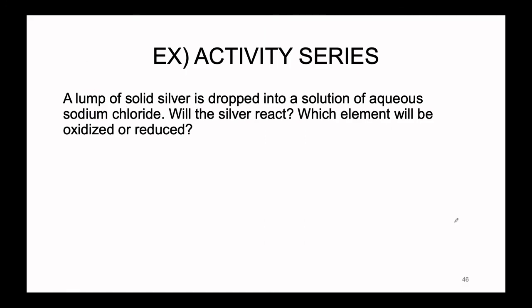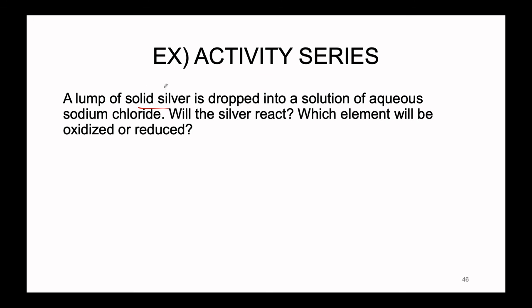All right, so here we have a pretty straightforward example problem. We're told that a lump of solid silver is being dropped into a solution of aqueous sodium chloride. Will the silver react? Which element will be oxidized or reduced if it does? So let's just write out a hypothetical chemical reaction to start, and then we can go back to the activity series to see if the reaction's gonna move forward at all.